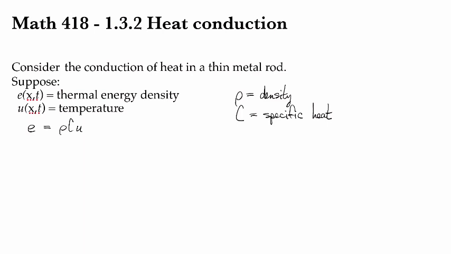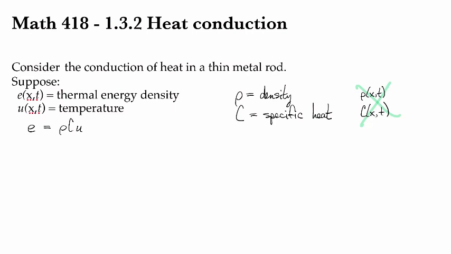C times temperature. And now it could be the case that perhaps rho is non-uniform or non-constant, and also that the specific heat is non-uniform or non-constant. And in fact, it might make sense that either of those actually depends on U. For instance, the density might decrease as the temperature increases or something like this. But those types of nonlinear equations are much more difficult. So for now, we will just assume that everything is constant and uniform.